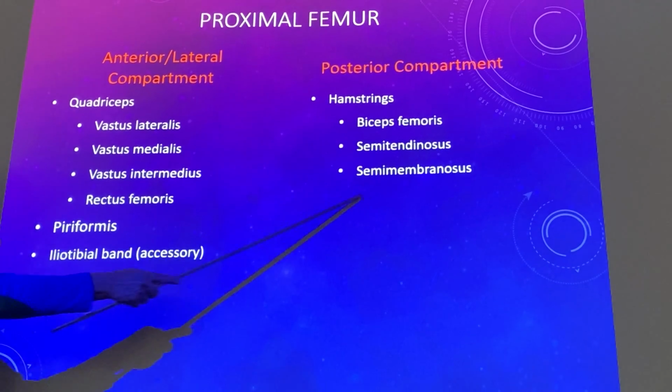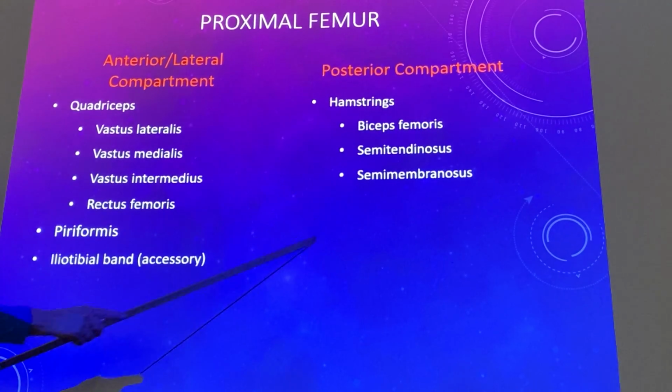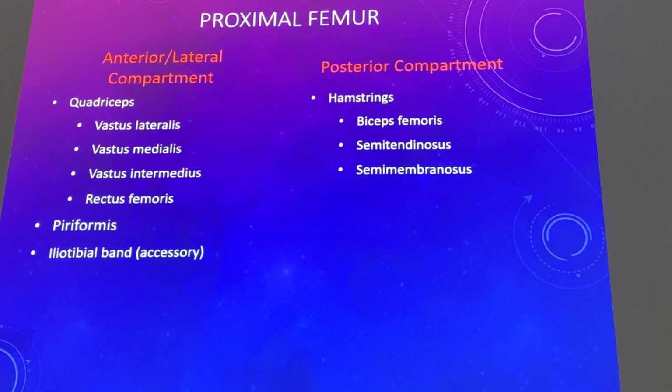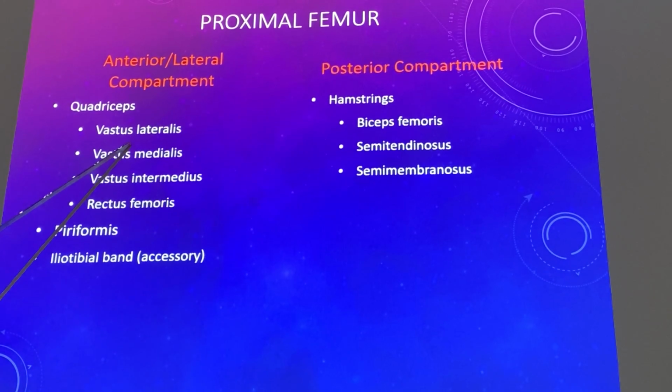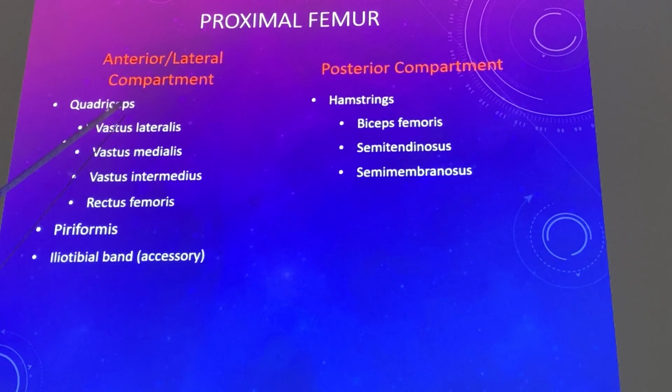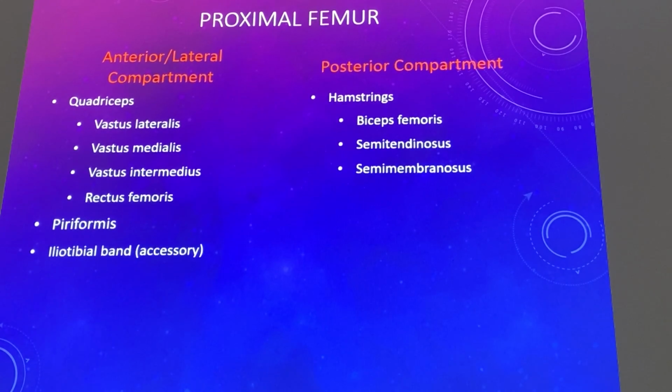The hamstrings, again, we'll look at later on in extremities as the muscles found in what we call the posterior compartment. So basically, what you're going to have is a mechanism for flexion, which is the hamstrings, and extension, that's going to be a function of the quadriceps.